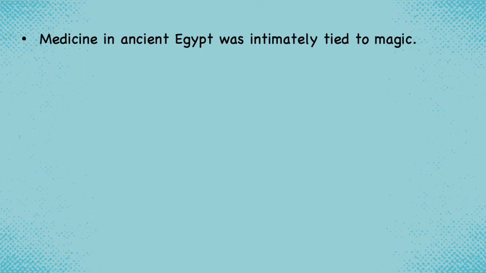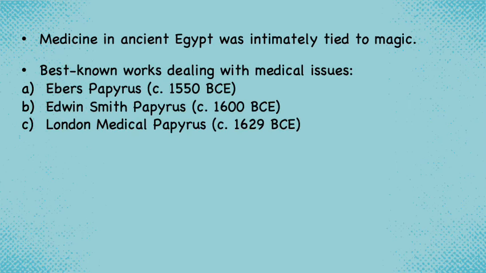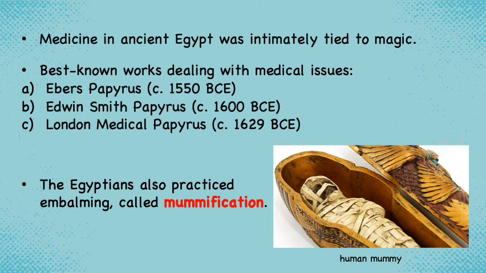Medicine in ancient Egypt was intimately tied to magic. The three best-known works dealing with medical issues in Egypt were the Ebers Papyrus, the Edwin Smith Papyrus, and the London Medical Papyrus, all of which prescribe the use of spells in treating diseases while at the same time exhibiting a significant degree of medical knowledge. The Egyptians also practiced embalming, or treating the dead body, called mummification.